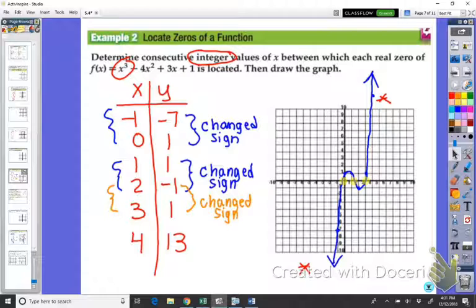The second one is between +1 and +2, and the sign changed again from a 1 to -1, so it crossed the x-axis there. And then lastly, between 2 and 3, because the sign changed again. So anytime it changes from a positive to a negative on your y values, that's how you know it crossed the x-axis. So our solutions are between -1 and 0, between 1 and 2, and between 2 and 3.